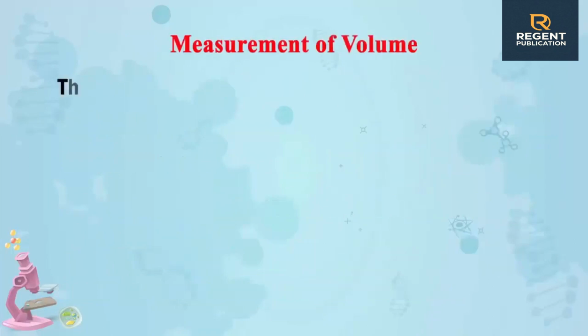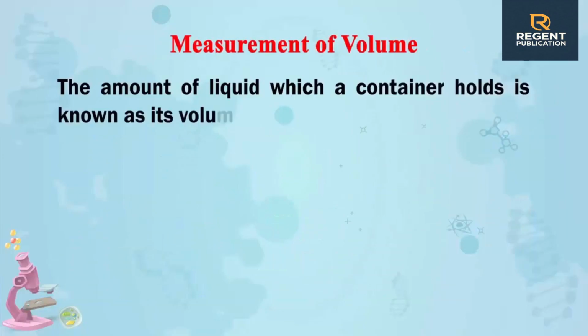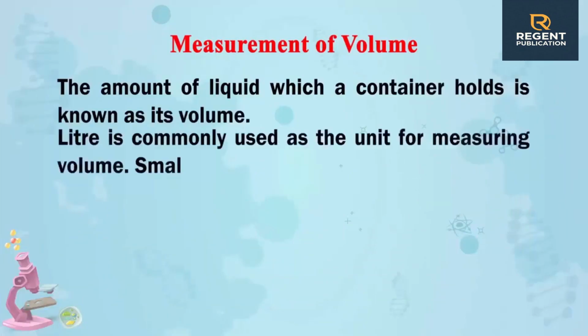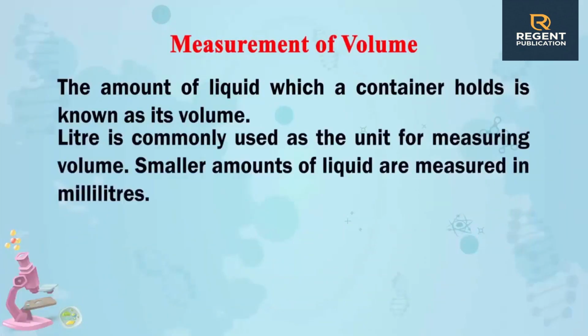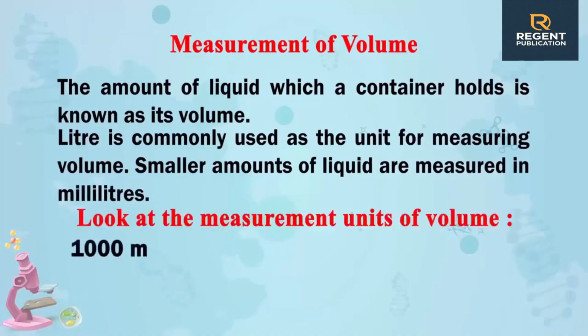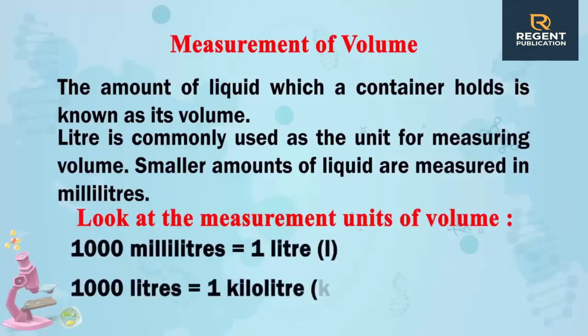Measurement of volume. The amount of liquid which a container holds is known as its volume. Liter is commonly used as a unit of measuring volumes. Smaller amounts of liquid are measured in milliliters. Look at the measurement units of volume. 1000 milliliters equal 1 liter, L. 1000 liters equal 1 kiloliter, KL.